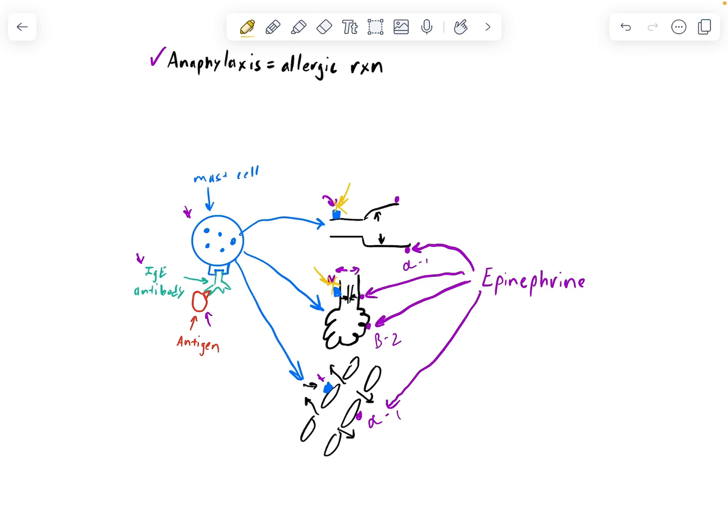Now, what about steroids? You could use steroids, but remember that steroids generally take 4 to 6 hours to work. You can certainly give them, and they will reduce inflammation, but in the acute setting, epinephrine is going to be the key. And if you think about my little drawing here, epinephrine is working on different receptors than the actual histamine.